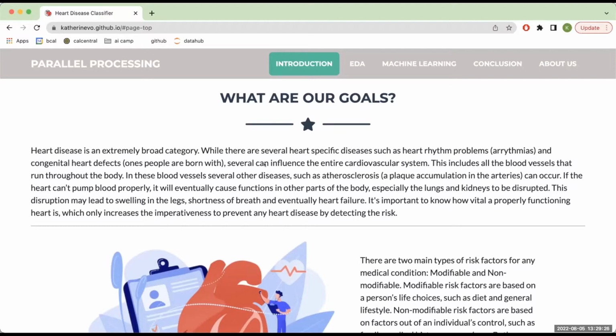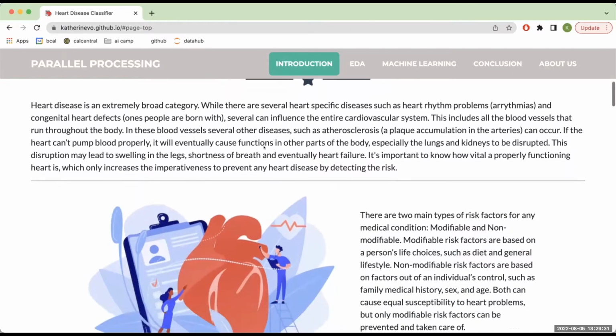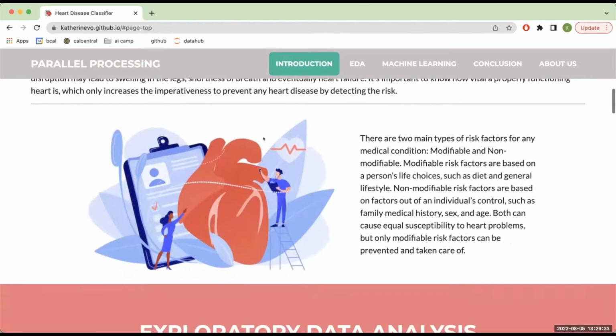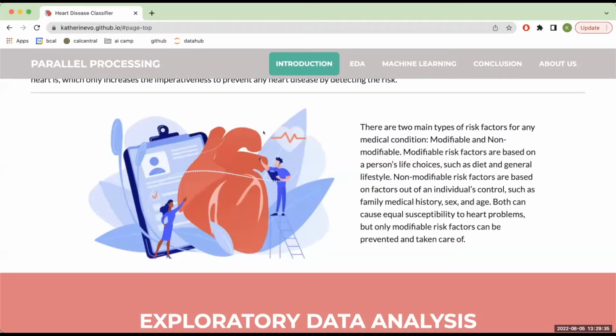This disruption may lead to swelling in the legs, shortness of breath, and eventually heart failure. It's important to know how vital a properly functioning heart is, which only increases the imperativeness to prevent any heart disease by detecting the risk. There are two main types of risk factors for any medical condition: modifiable and non-modifiable. Modifiable risk factors are based on a person's life choices, such as diet and general lifestyle. Non-modifiable risk factors are based on factors out of an individual's control, such as family medical history, sex, and age. Both can cause equal susceptibility to heart problems, but only modifiable risk factors can be prevented and taken care of.